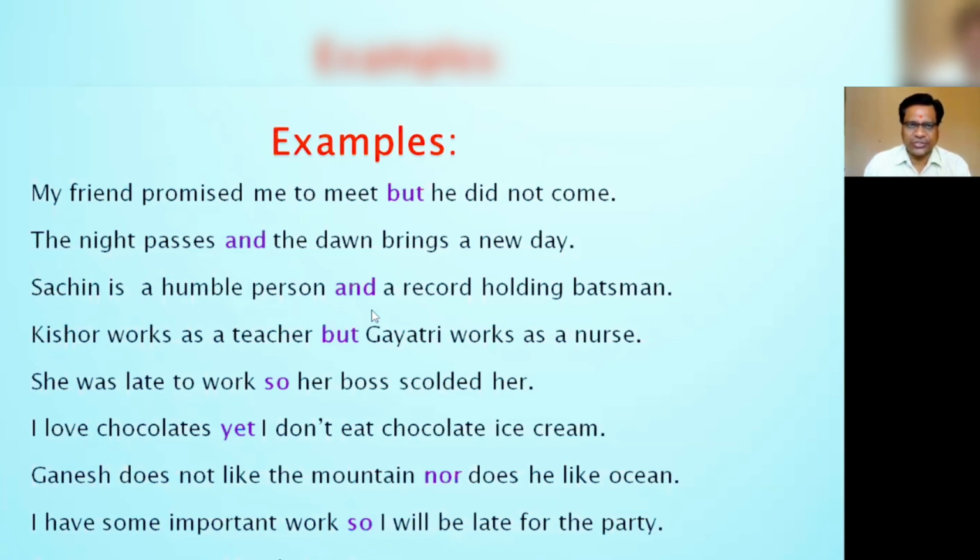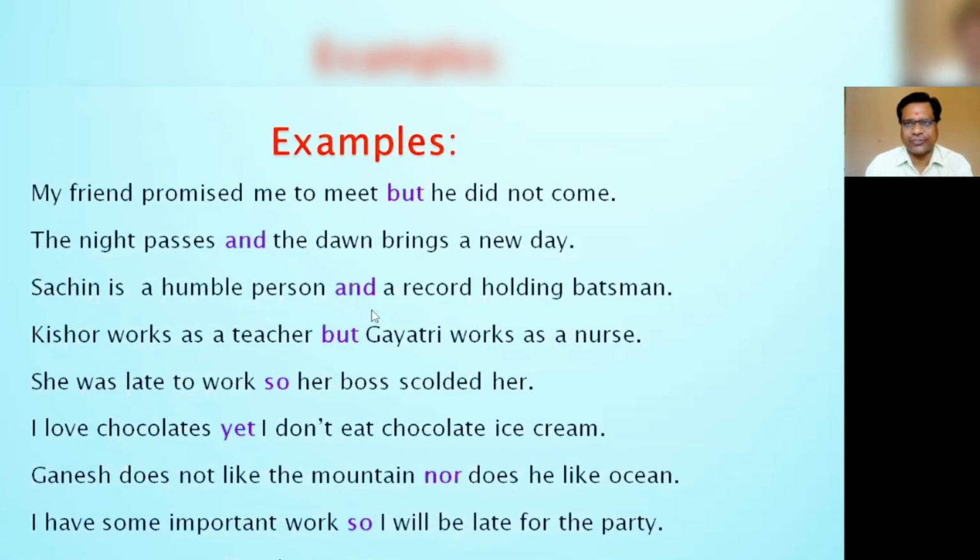So next sentence, you see, I love chocolates. Of course, I think many people like chocolates. I love chocolates, yet I don't eat chocolate ice cream. See the kind of contradiction presented here again. I love chocolates. Eating chocolates, I'm really fond of it. But what is the other version, another independent clause? I don't like eating chocolate ice cream.